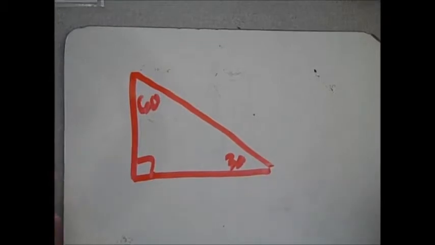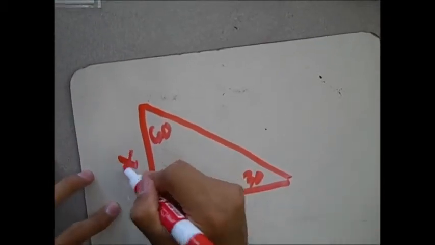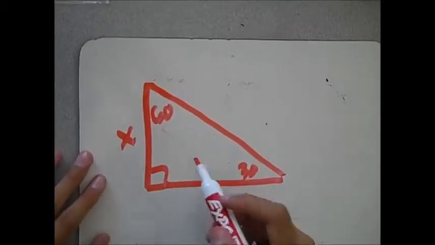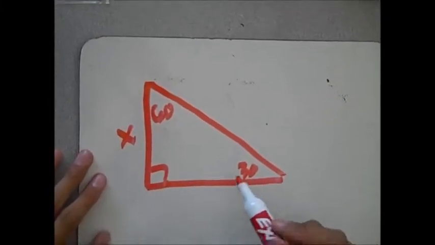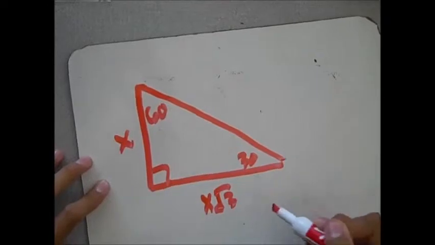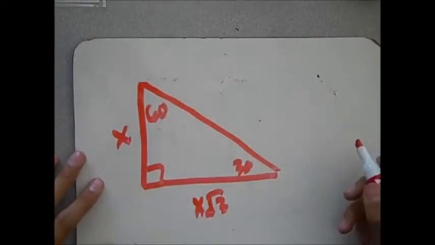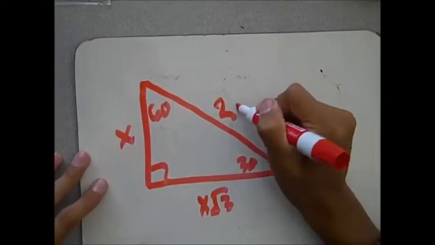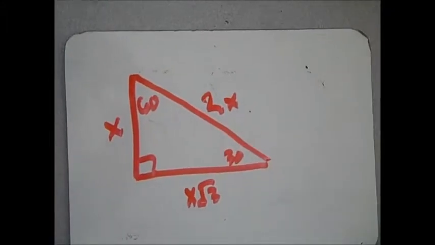Alright, so in this, the rules are: the short side is x, and to know it's the short side, it's always the line opposite from the 30-degree angle. The long side is x root 3, and that's always the line opposite from the 60-degree angle. And the hypotenuse is simply 2x. Those are the rules for a 30-60-90 triangle.